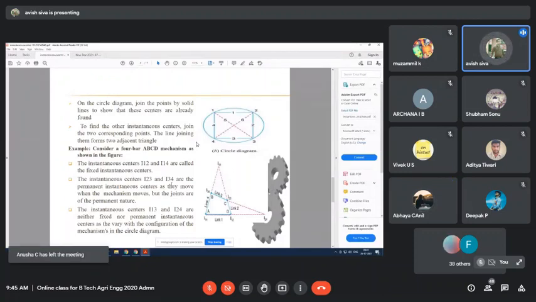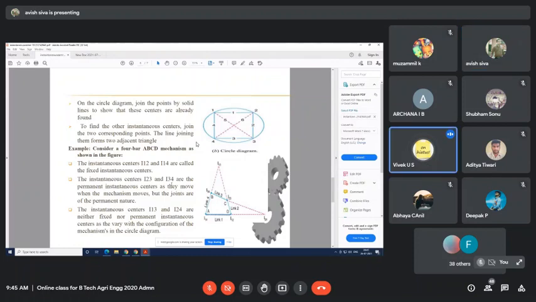Step number 1 will be, mechanism is 4-bar mechanism. Okay, Abhaya. Then Vivek. Yes, sir. Vivek, suppose the question is locate all the instantaneous centers in a 4-bar mechanism. What will be your step number 1?